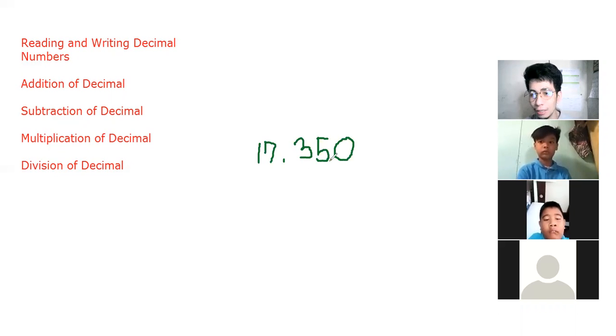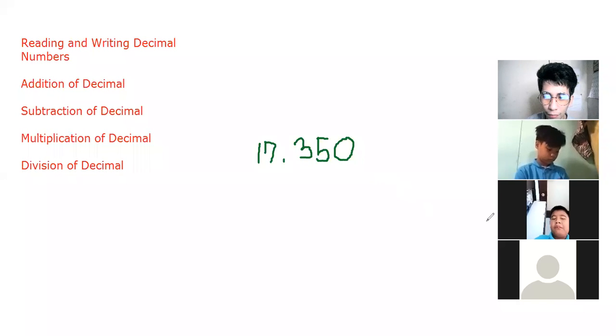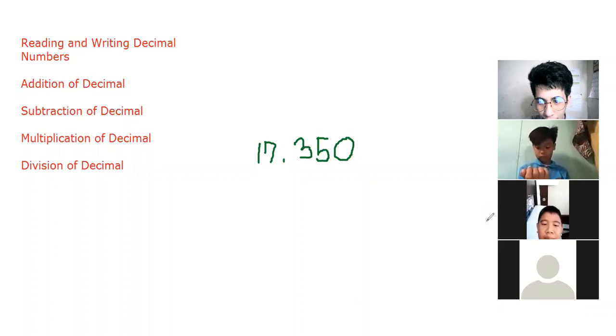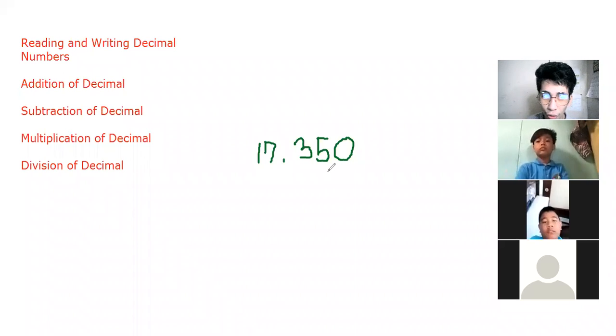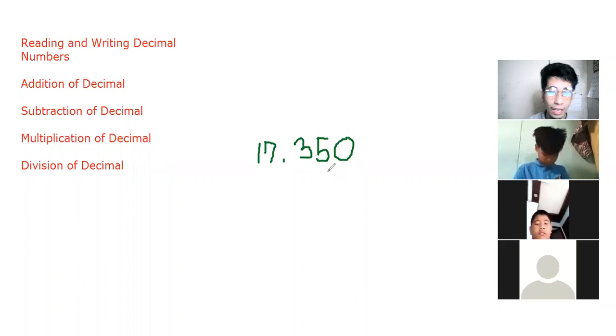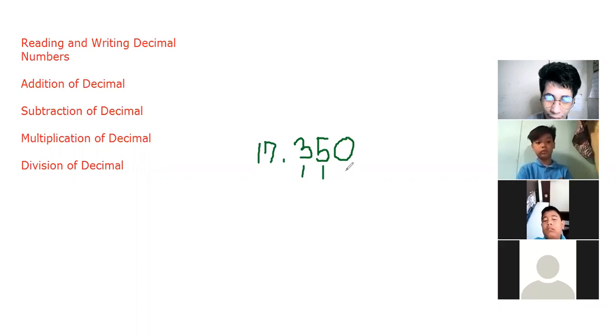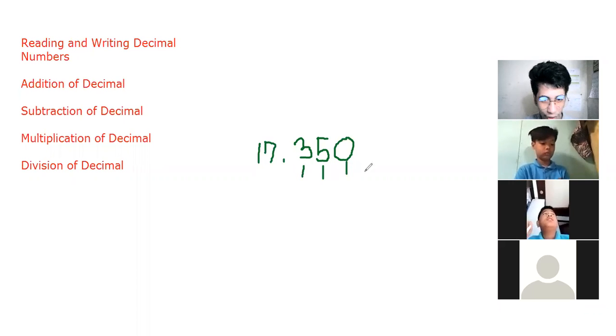How do we read this? 17 and 350,000. This is 17 and 350,000. So we can read it because this is the tens, the 5 is the hundreds, and the 0 is the thousands.